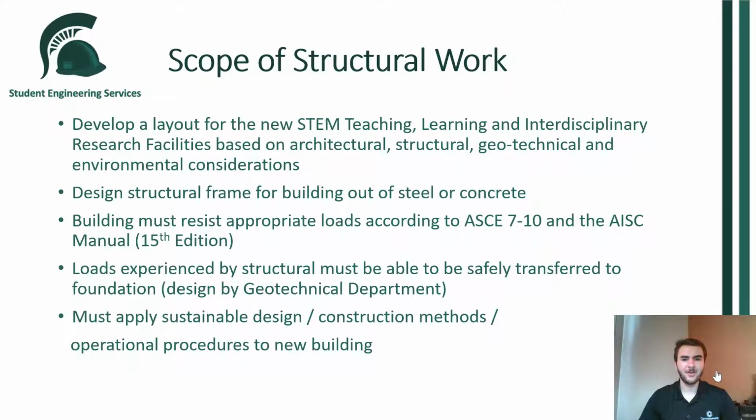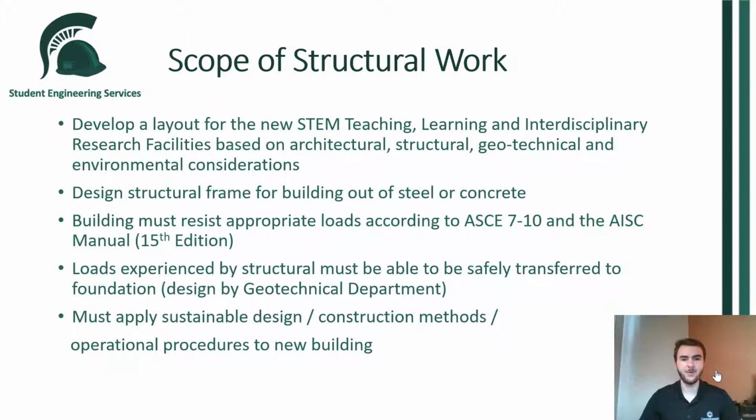After being hired by the client, Michigan State University, a scope was developed in order to organize tasks that needed to be completed for the successful delivery of this project, and this was broken up by the different divisions of Student Engineering Services. For the structural work, a layout had to be designed based on architectural, structural, geotechnical, and environmental considerations. There will be other aspects of this project, such as the redesign of pavement and traffic on Shaw Lane, but this will be handled by the respective divisions of Student Engineering Services.